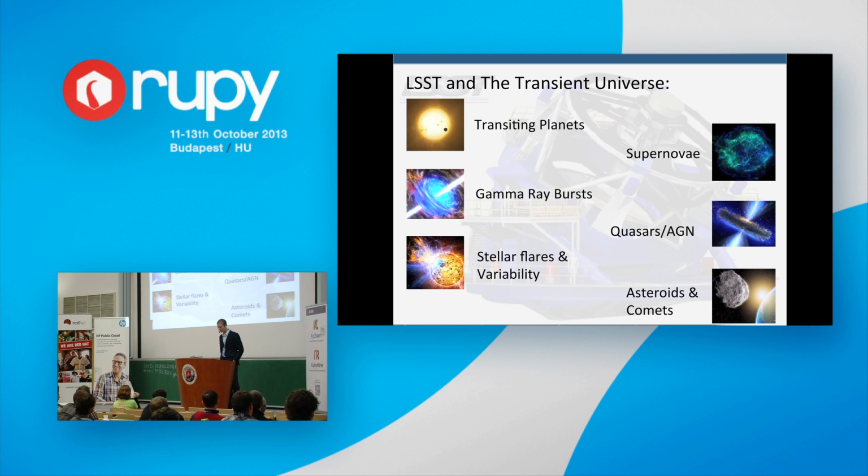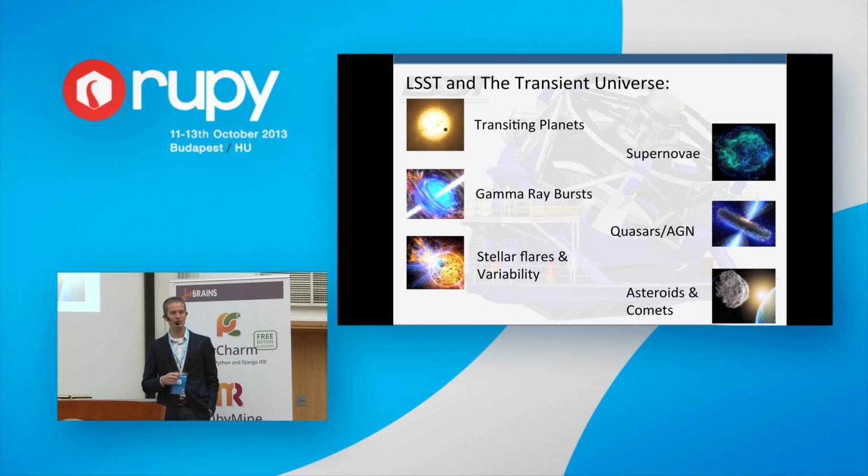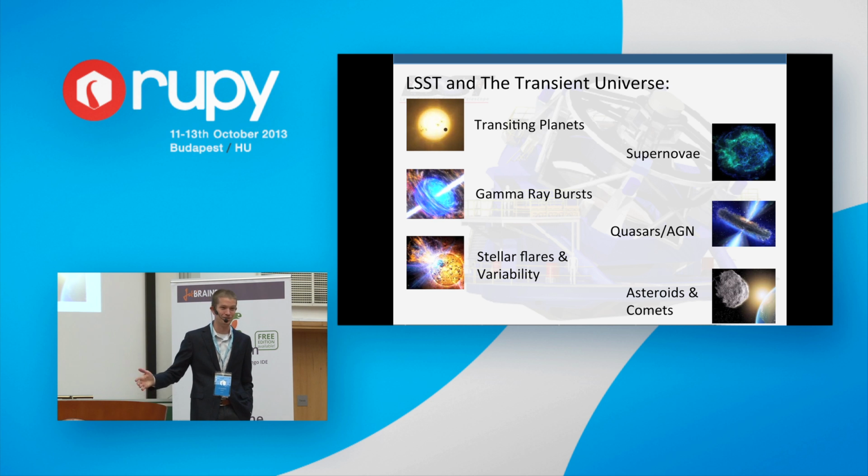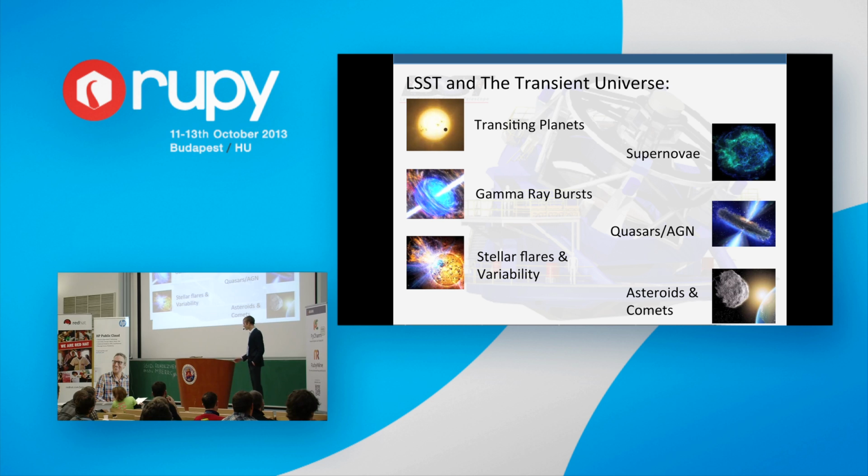We'll learn about those. We'll learn about stellar flares, variability, and one of the important things is asteroids and comets. LSST will help us track some of the near-Earth asteroids and potentially find ones that might in the future be dangerous to Earth and us as humans. So that's a big component of it.